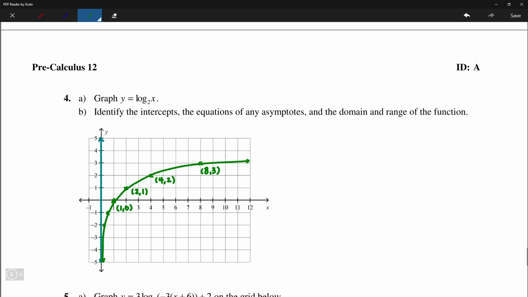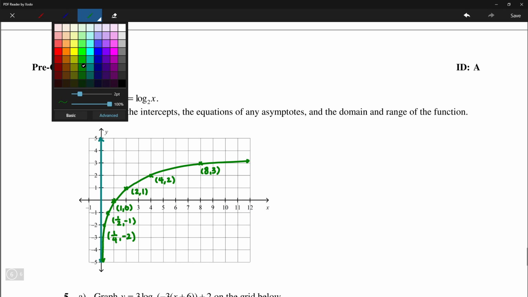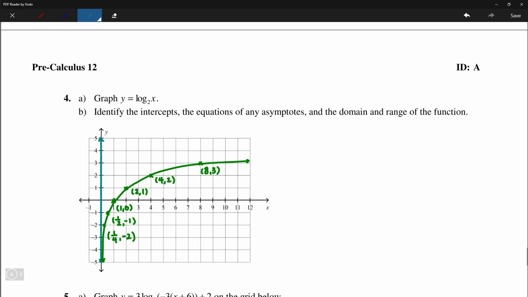And for the numbers between 0 and 1, log base 2 of 1/2 is equal to -1. And one more point here, log base 2 of a quarter was -2. So that's one way to graph this function. The intercepts: here we can state that there's no y-intercept because of the asymptote. There is an x-intercept at (1, 0).